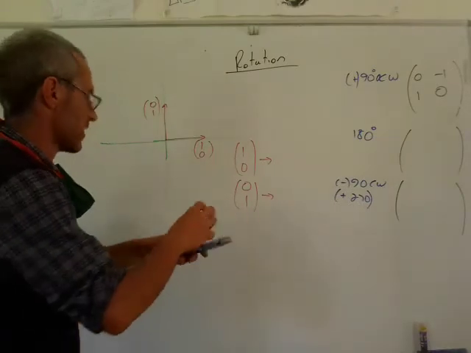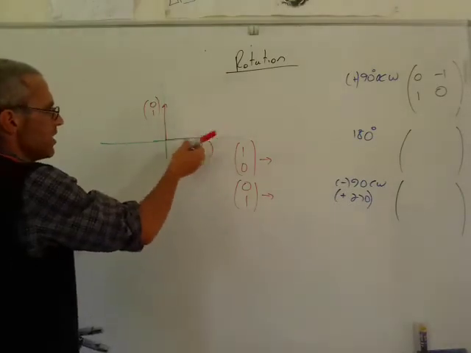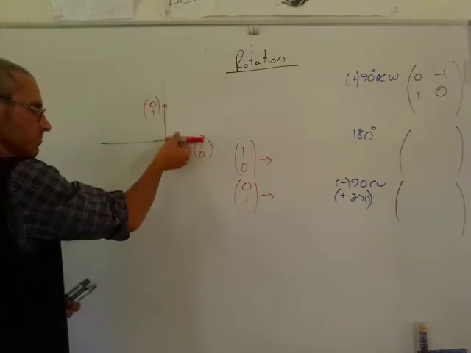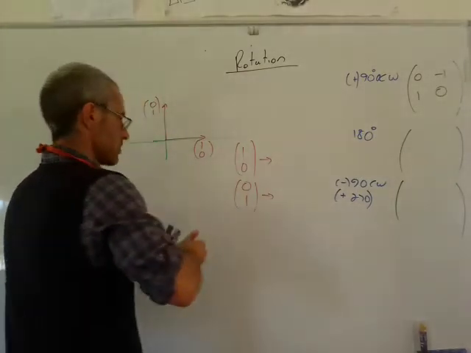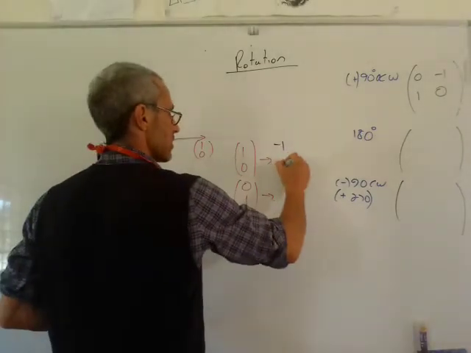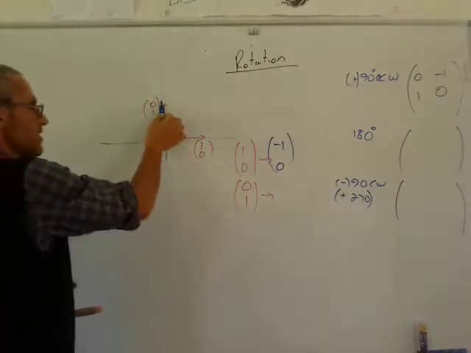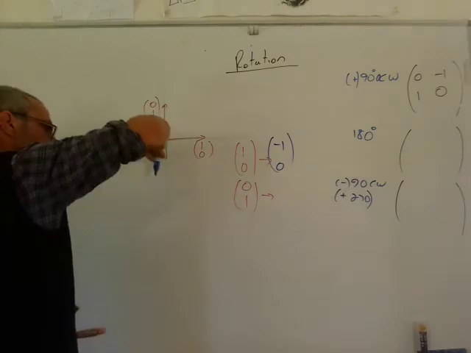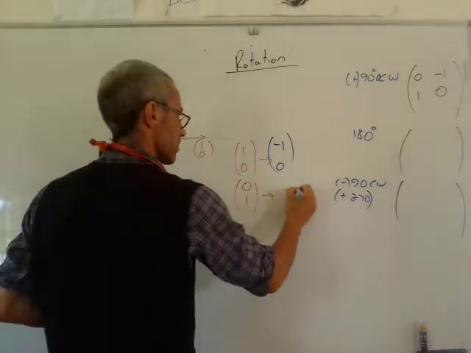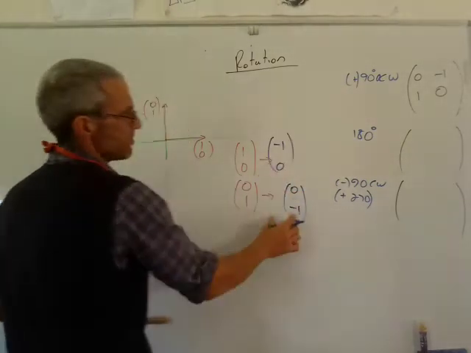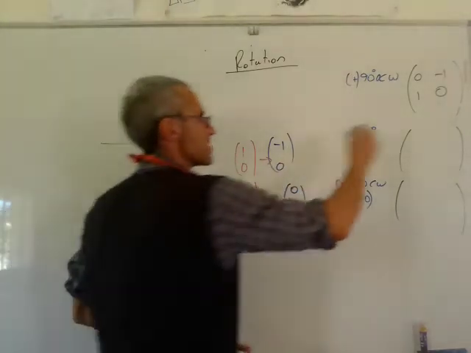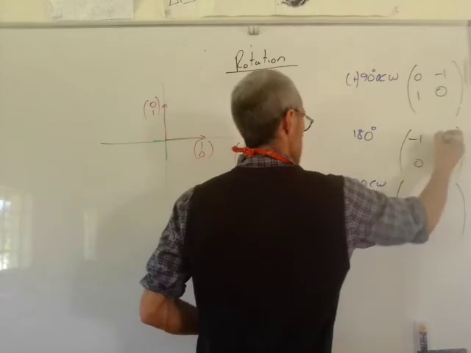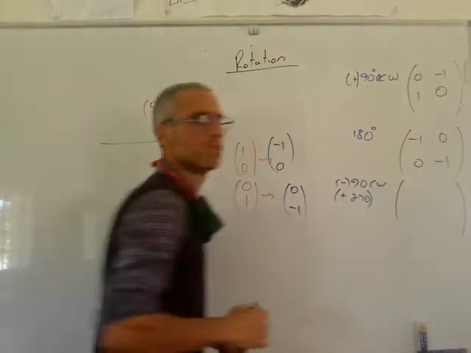So let's think about it again. What will happen to the (1, 0) rotated 180? It will become (minus 1, 0). And the (0, 1) will become (0, minus 1). Now I write them staggered. You understand why I'm writing them staggered? So the first one I know I'm writing here, minus 1, 0, and 0, minus 1.